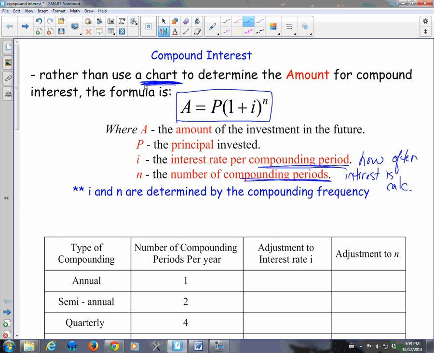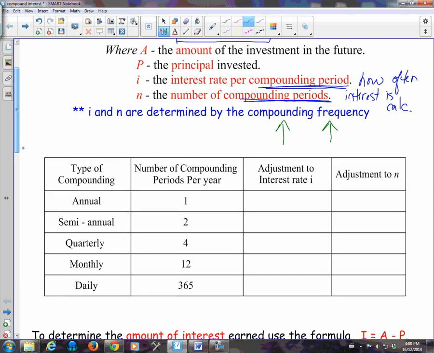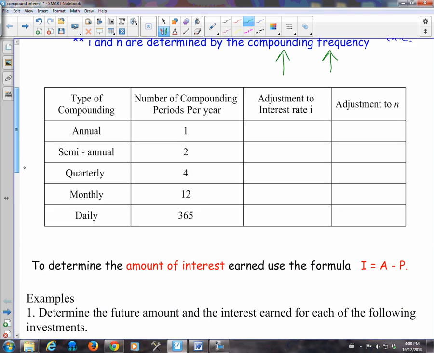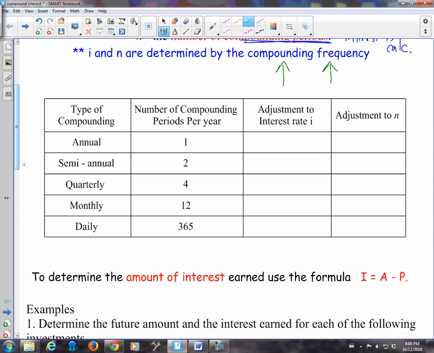So how often the interest is calculated is determined by something called the compounding frequency. If we look at this table, we can have different types of compounding frequencies. We can have annual, semi-annual, quarterly, monthly, daily. An annual compounding period, of course, is once per year. A semi-annual is twice per year. Quarterly, 4 times, monthly, 12 times, and daily, 365 times, once each day.